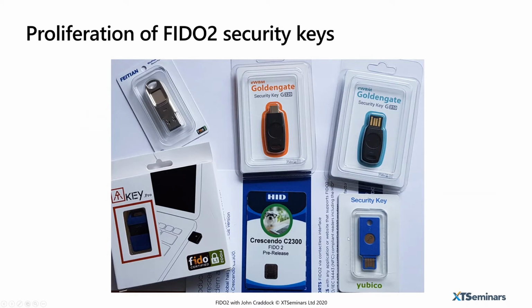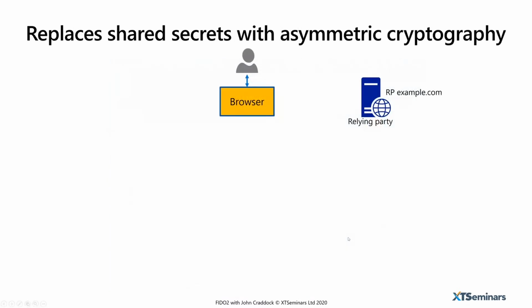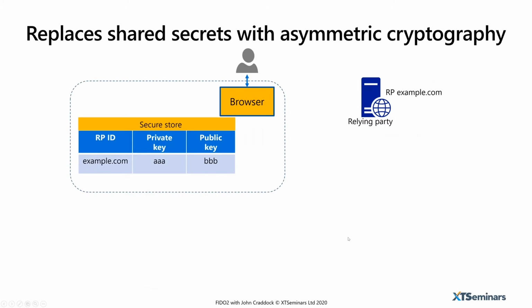There's ones that are actually also near field communication and Bluetooth as well. So what do we do? We replace shared secrets with asymmetric cryptography. So we have our user at the browser and the relying party. And remember, the relying party is either a website or it's an identity provider of some kind. So with our browser on the user's system, what we have is a secure store. And in that secure store, we identify relying parties.